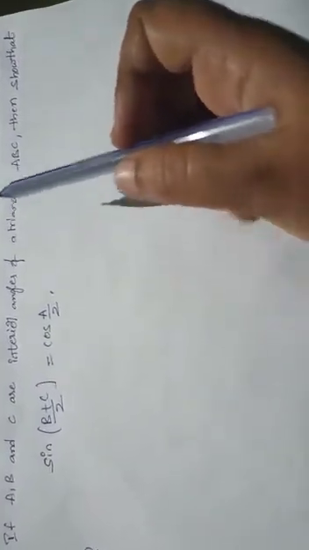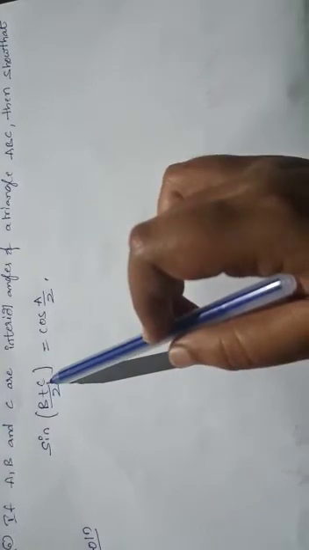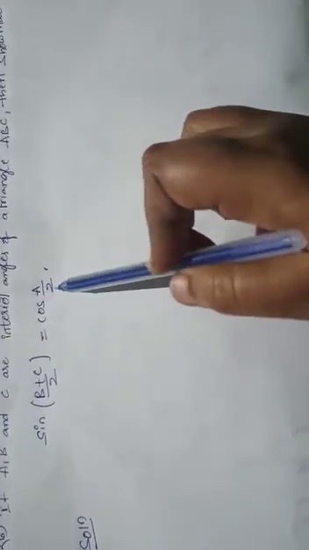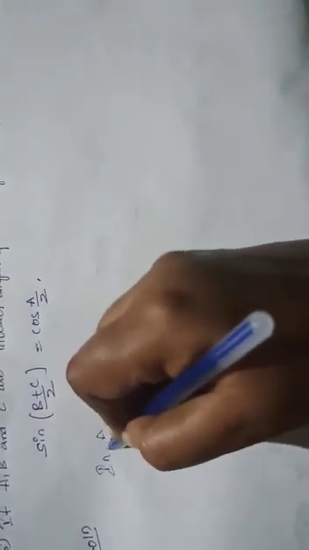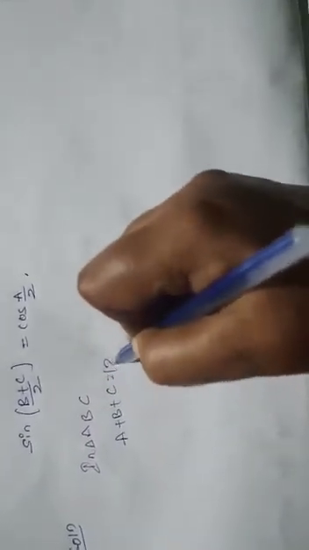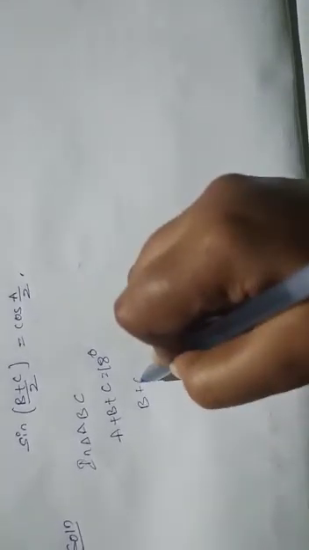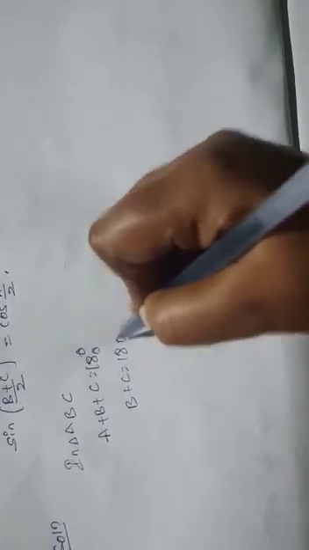Next example, if a, b and c are interior angles of a triangle ABC, then show that sin((b plus c) by 2) equals cos(a by 2). We know the sum of the interior angles of a triangle. In triangle ABC, the sum of the angles a plus b plus c equals 180 degrees. Then b plus c equals 180 degrees minus a, as a comes to this side it becomes minus.